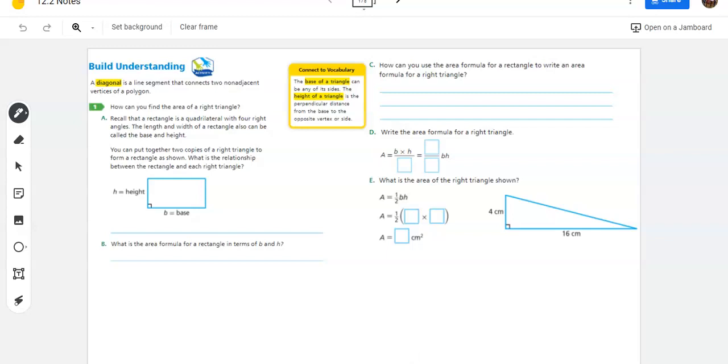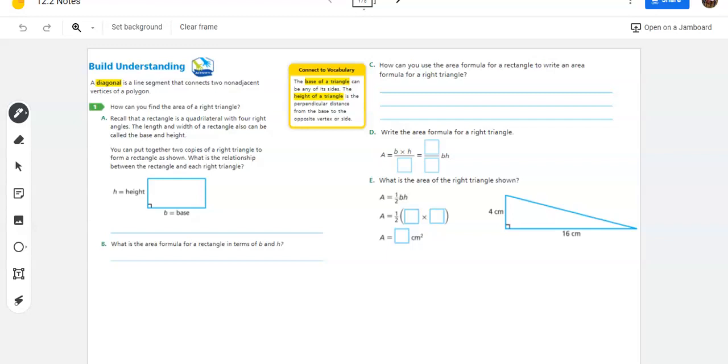Up here in the vocabulary box, the base of a triangle can be any of its sides, and the height of the triangle is the perpendicular distance from the base to the opposite vertex or side. Now that's a lot, and I'll show you what that means on the shape. You probably already know this.